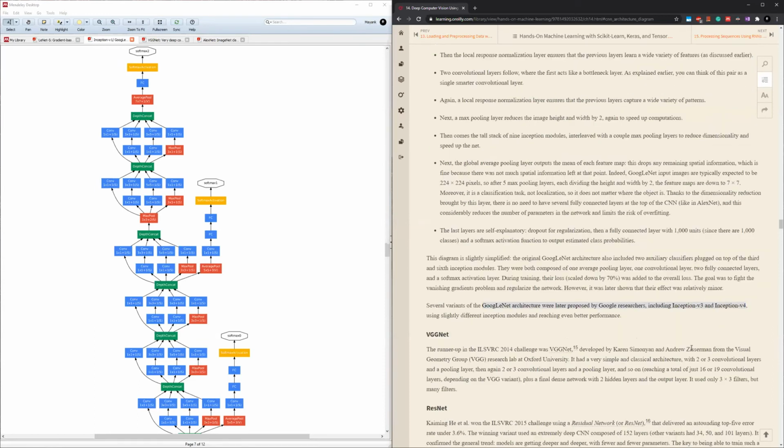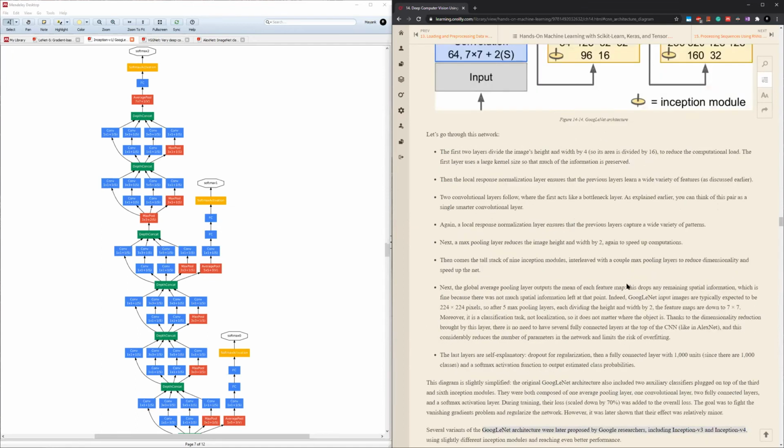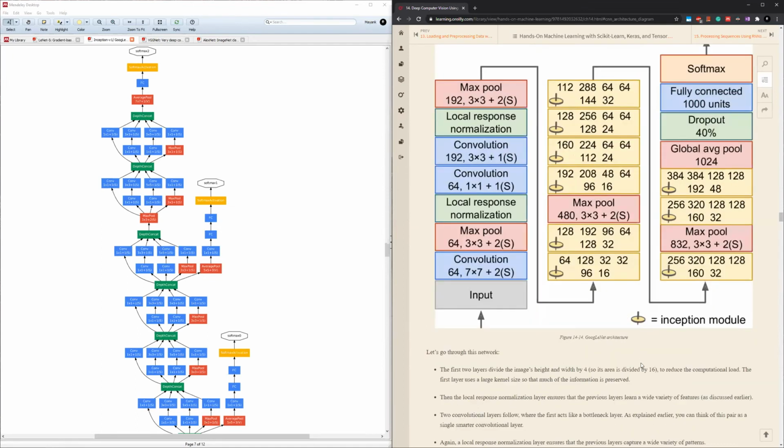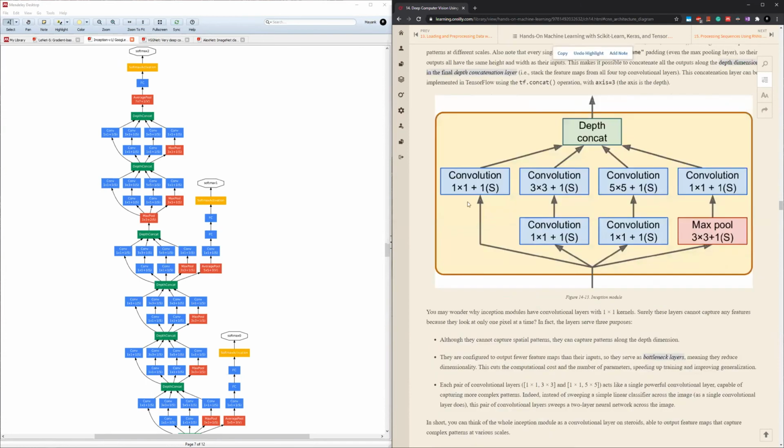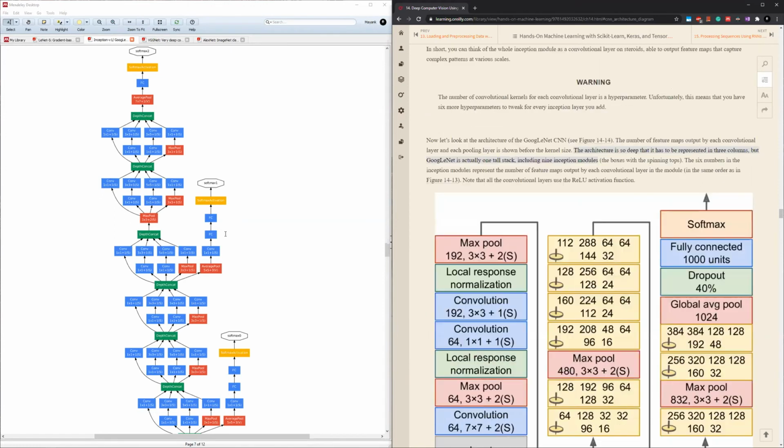Just a quick question: for those 9 Inception modules, those 6 numbers represent the 6 convolution layers in the Inception module, right? Yep, those 6. On figure 14-13, there are those blue boxes. Those are the hyperparameters that represent the number of kernels for each of the blue boxes. Oh, got it. Thank you.